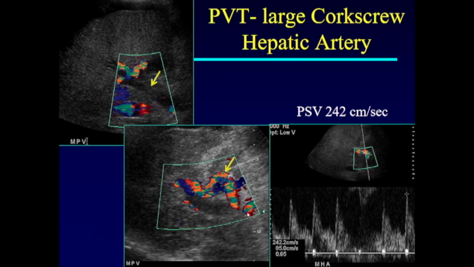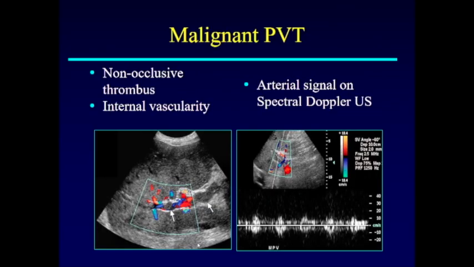Here's another case where you see portal vein thrombosis, and look at the beautiful appearance of this large corkscrew-like hepatic artery with increase in flow now up to 242 centimeters per second. This is the compensatory work that the hepatic artery does to accommodate for the decrease of venous flow through the portal vein.